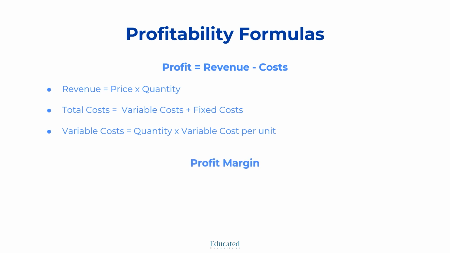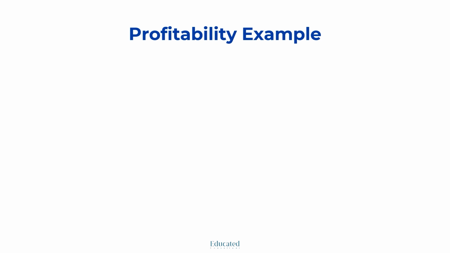Finally, profit margin, which is displayed as a percentage of total revenues, is equal to total profits divided by revenue. To provide an example of how these formulas can be used in practice, let's walk through a profitability problem together.